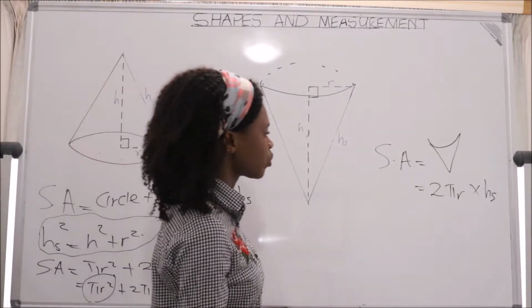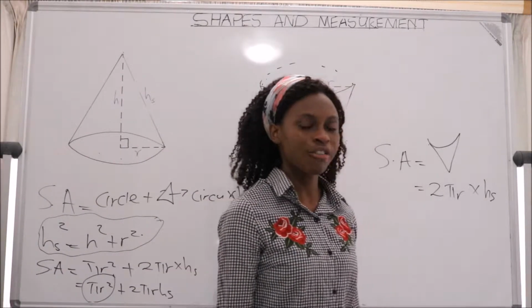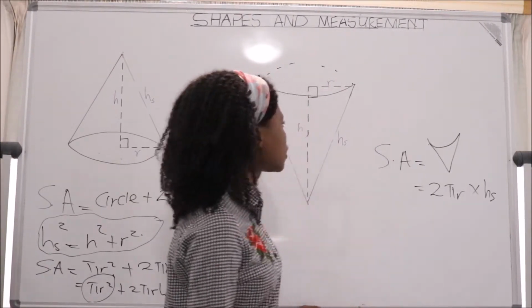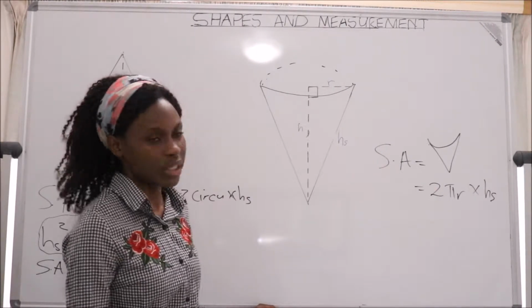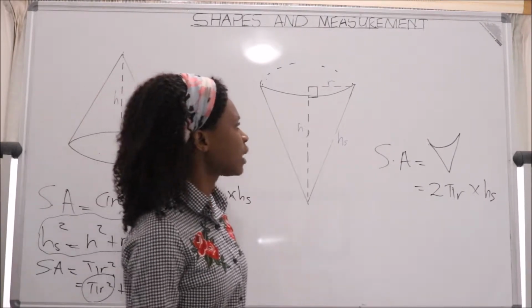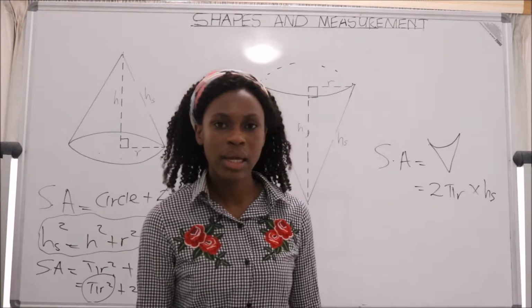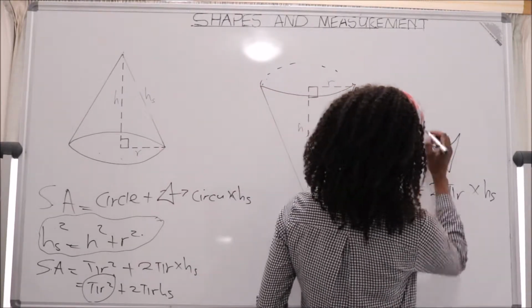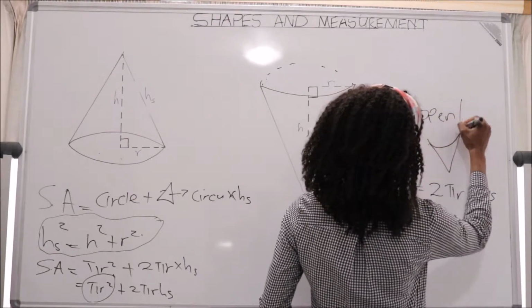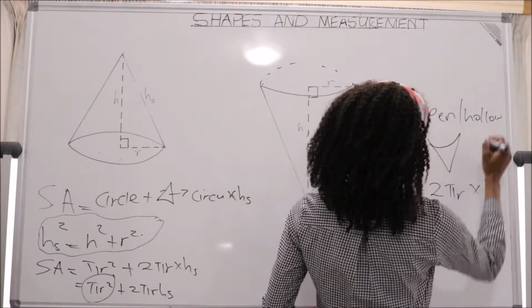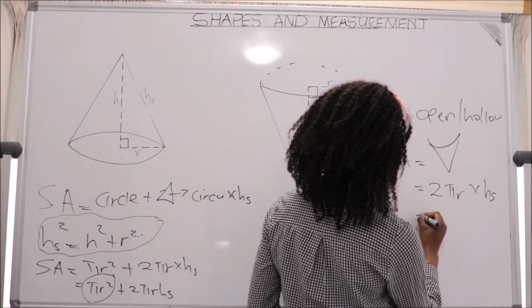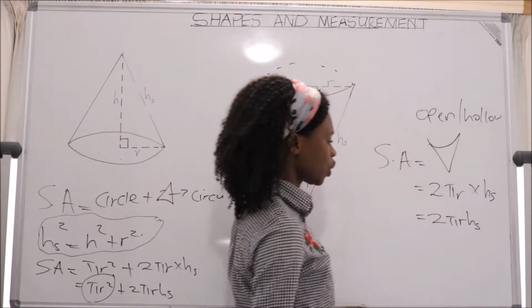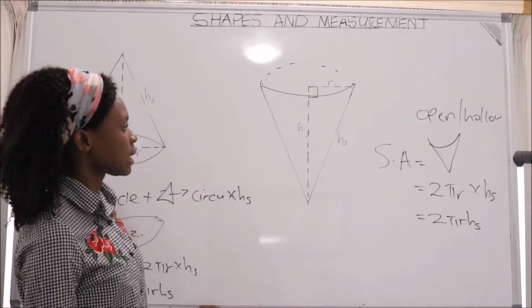To find the value of hs, we have to use the theorem of Pythagoras, where hs squared is equal to r squared plus h squared. Here r is the radius of the circle. So when it's open, or hollow, which is the same thing, the surface area of the cone is equal to 2 pi r hs, where hs is the slant height.